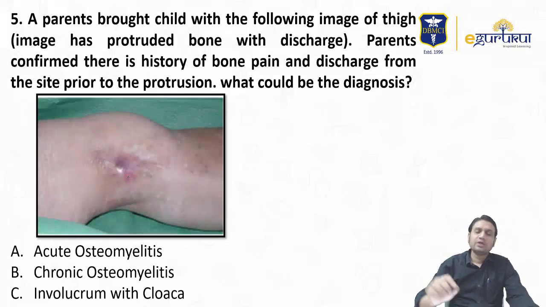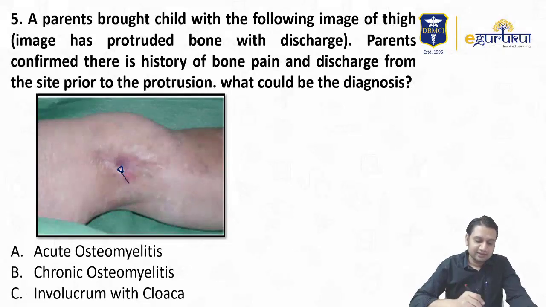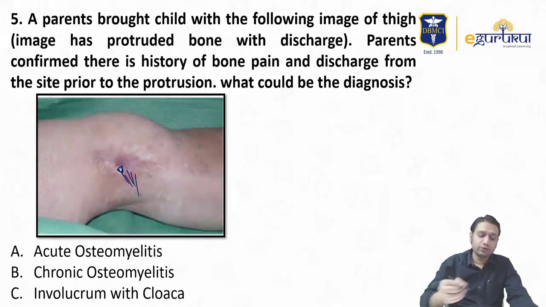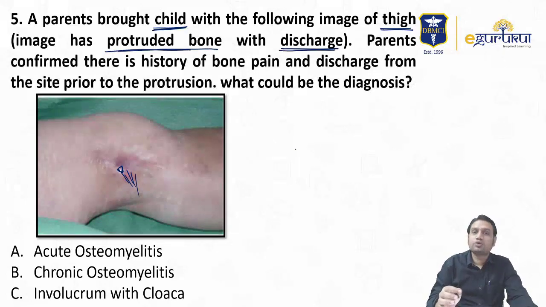So here, although the question says that the image has protruded bone with discharge, right now if I see, I don't see any bone here, but let's say a bone is coming out of here, and there is a discharge coming, although the picture given here is a healed sinus, a healed wound. So the hints the question is giving: patient is a child, thigh, protruded bone, discharge, so pain and discharge from the bone. We must remember that.